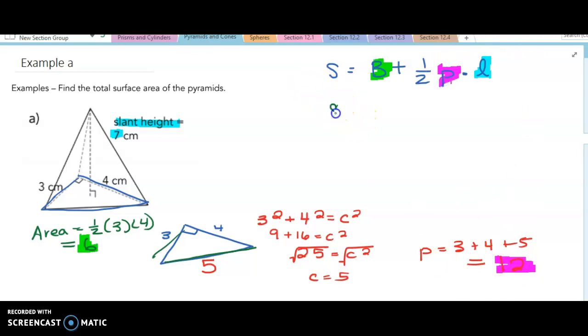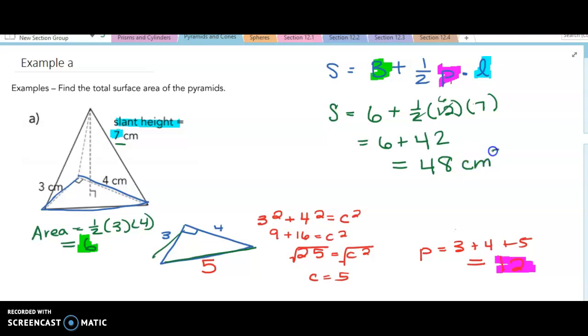Now it's just a matter of putting it in there. So surface area equals the area of the base is 6 plus 1/2. My perimeter is 12. My slant height is 7. All right, so that is 6 plus, well, 12 over 2 is 6. 6 times 7 is 42. 6 plus 42 is 48, and we are talking about area, or surface area, so that would be centimeters squared.